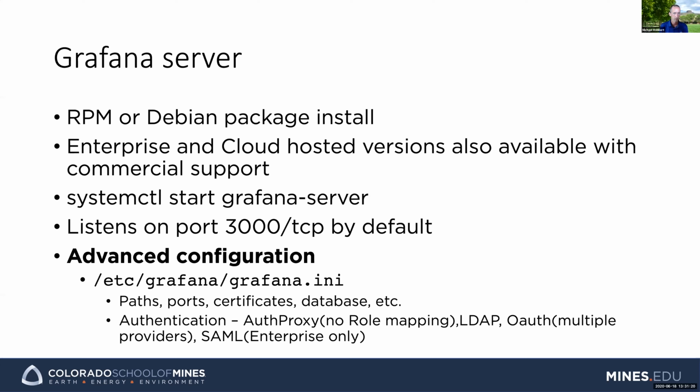Real simple, systemctl start grafana-server, and it's up and running. There's grafana.ini for advanced configurations. If you need to change some paths, or if you want to do SSL, you have to define your certificates in there. It stores the configuration for panels and dashboards in a database. It uses SQLite by default, but if you wanted to, you could switch that to a real database like MySQL or Postgres. But you don't need to touch that in order to get a simple server up and running.